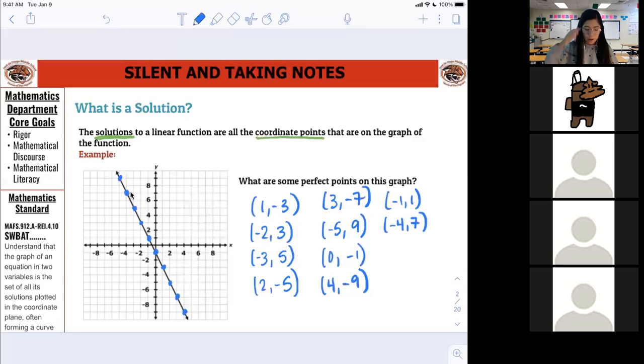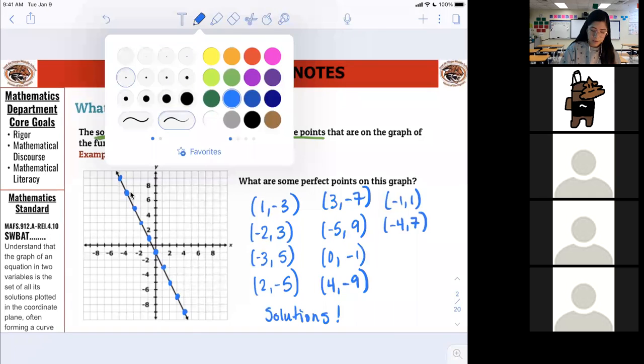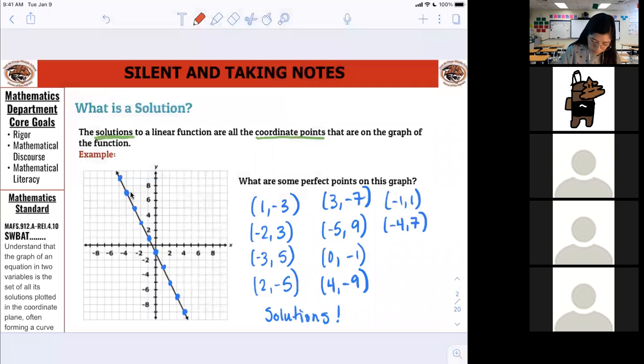Okay. So all of those perfect points, these are all solutions to the linear function. Now there's more though. These are all the perfect points, but if you really think about it, let me give you an example. Go for it, Juan. -4.5, 8. Yeah. Everything in between, right? So -4.5, 8 would be one example.